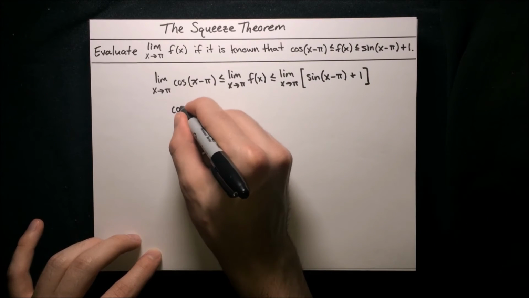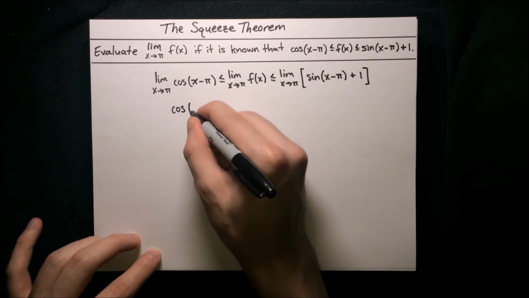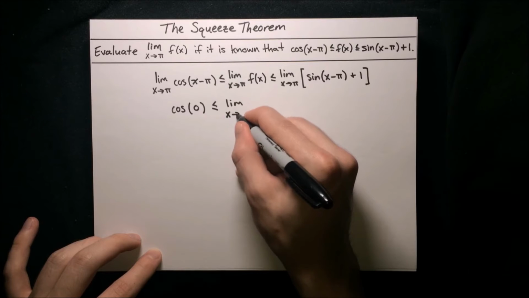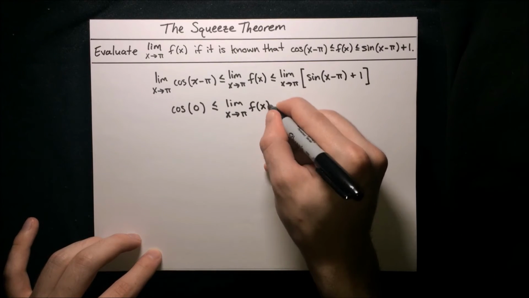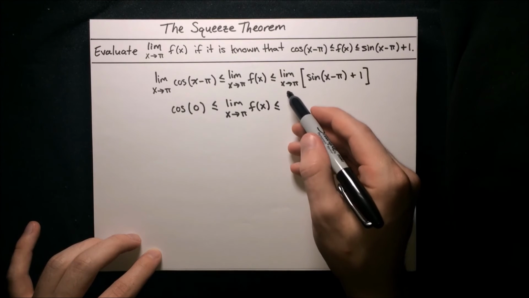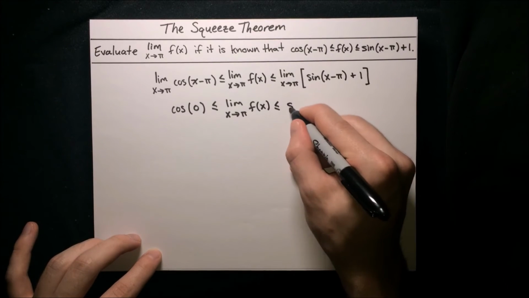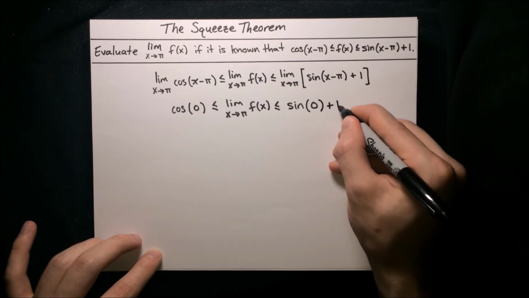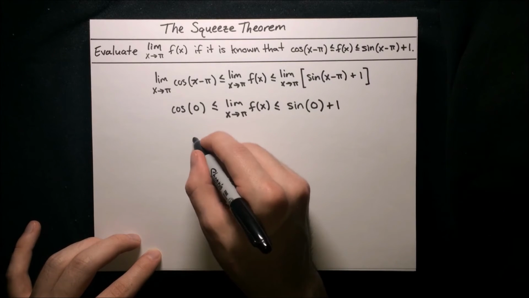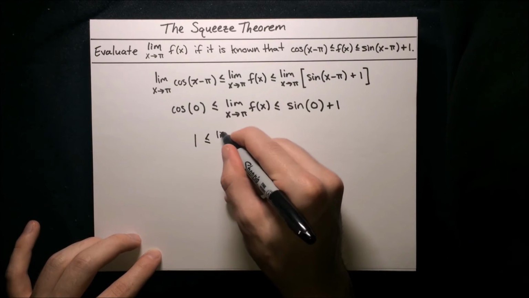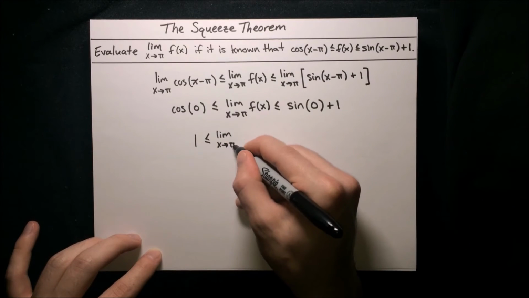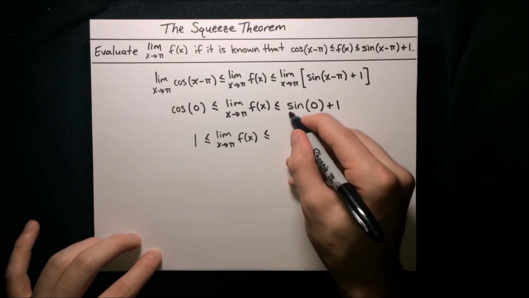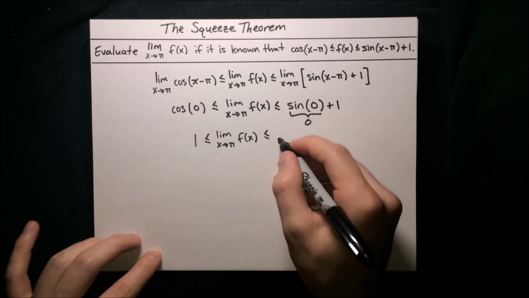We get cosine of pi minus pi, which is just cosine of 0, is less than or equal to the limit as x approaches pi of f of x, less than or equal to, again, go ahead and substitute in that pi for x here. So sine of pi minus pi, and pi minus pi is just 0, so sine of 0, then plus 1. Now, cosine of 0, we know that's just 1. So 1 is less than or equal to the limit as x approaches pi of f of x, which is less than or equal to, well, sine of 0, that's just 0. And 0 plus 1 is just 1.